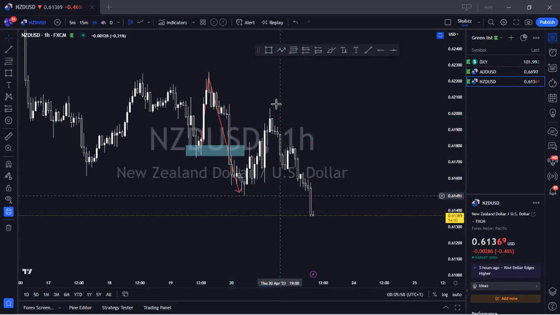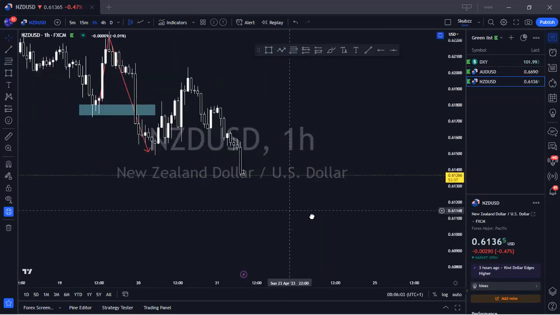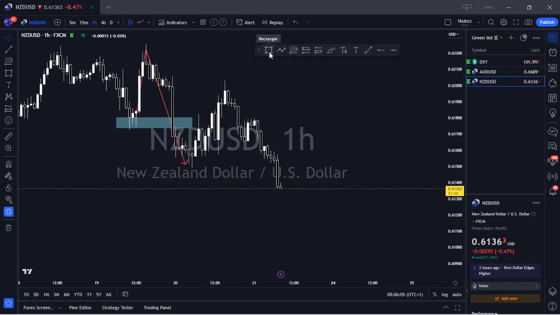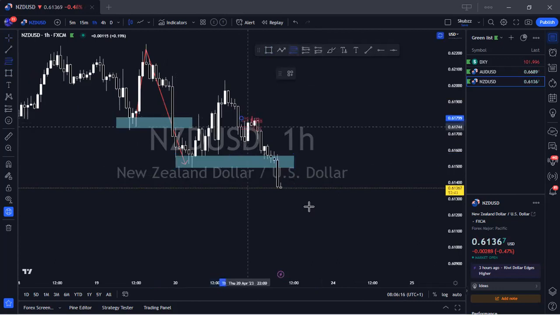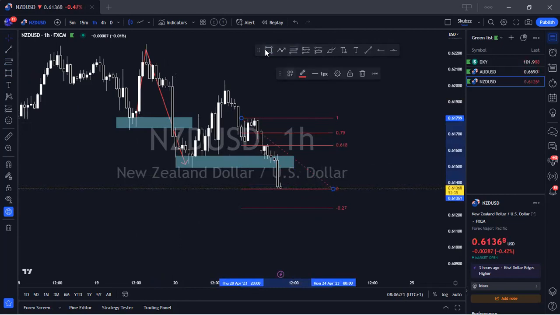So now, enough of those setups. What can we look at on NZD/USD? NZD/USD has created another low, breaking this one here. So we can still plot our Fibonacci and look for where we can take those sells from. We can start from here and plot down here, which is 0.61. It is sitting exactly around this point here.